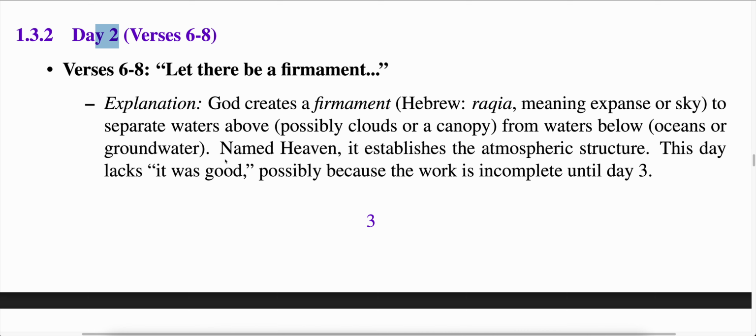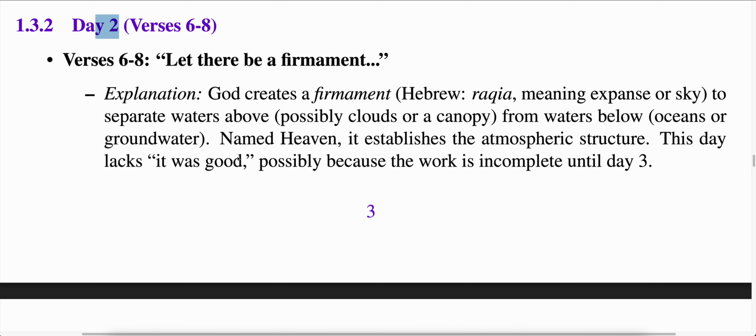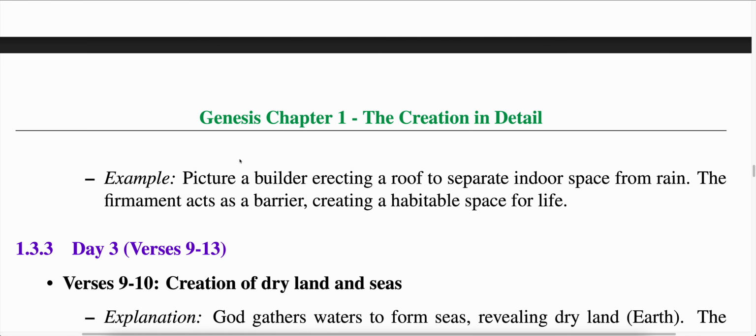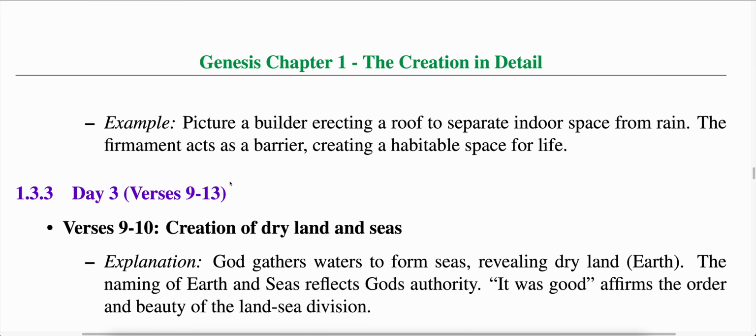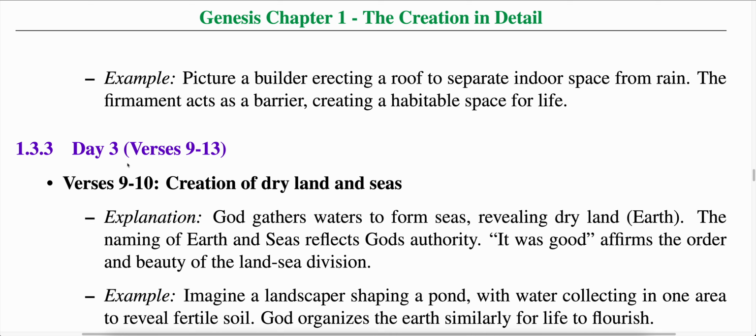So naming is a very important thing that is required in our day-to-day life. It's very important. He named it, and then the next day came.